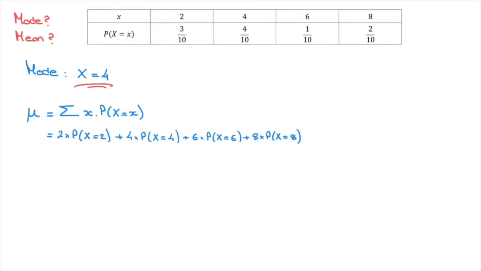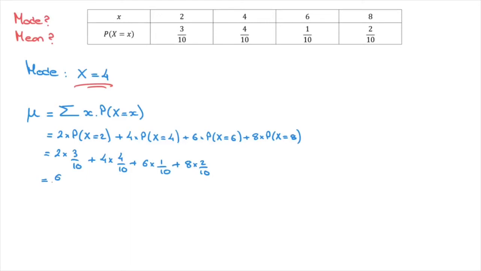Indeed, 2 times the probability that x equals 2 is just 2 times 3 over 10. Similarly, 4 times the probability that x equals 4 is just 4 times 4 over 10. And 6 times the probability that x equals 6 is 6 times 1 over 10. And so on. And so all we're doing each time is just multiplying the x value with the corresponding probability. So this sum turns into the following. It's equal to 2 times 3 over 10 plus 4 times 4 over 10 plus 6 times 1 over 10 plus 8 times 2 over 10.